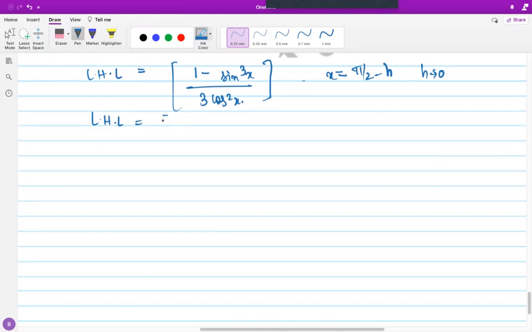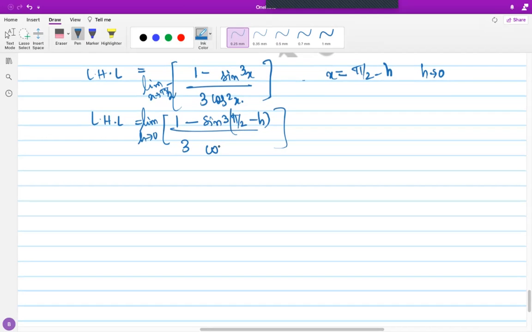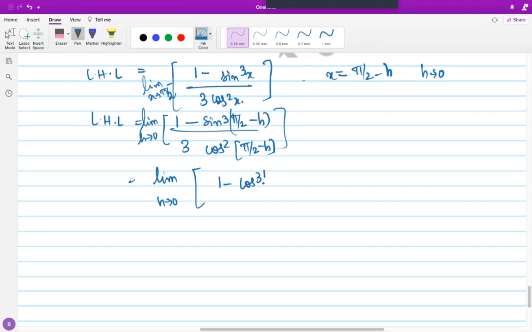L is equal to the limit as x tends to pi by 2 minus, so limit h tends to 0 of (1 minus sine cube of (pi by 2 minus h)) divided by 3 into cos square of (pi by 2 minus h). So now limit h tends to 0 of (1 minus cos cube h) divided by 3 into sin square h. So now what happens?